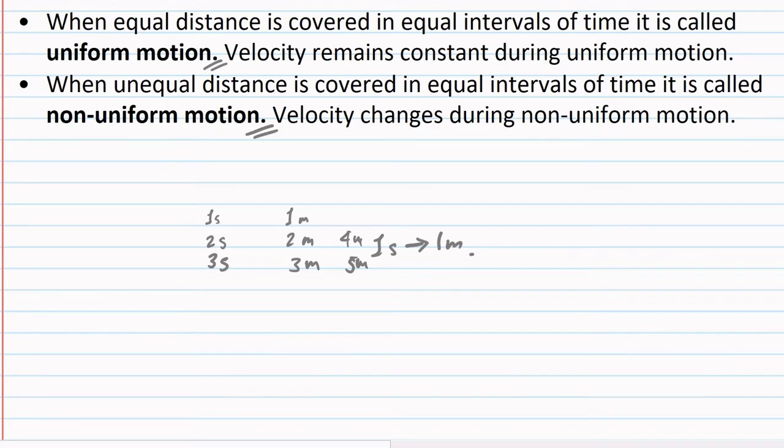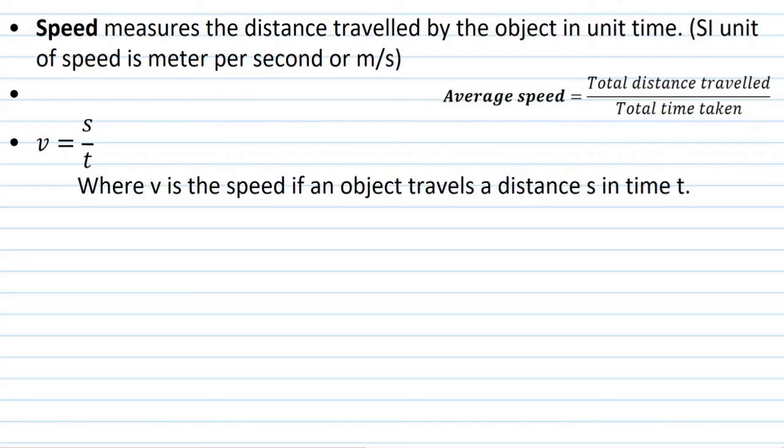not uniform motion. Now, we are always talking about distance being traveled in a certain amount of time, but how do we actually measure it? It is measured using speed. So speed is nothing but the measure of distance traveled by the total time taken. Average speed is nothing but the total distance traveled by total time taken.